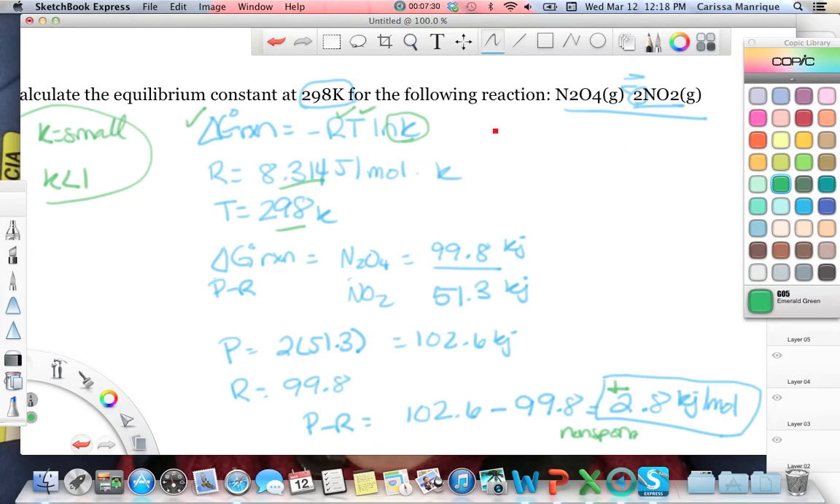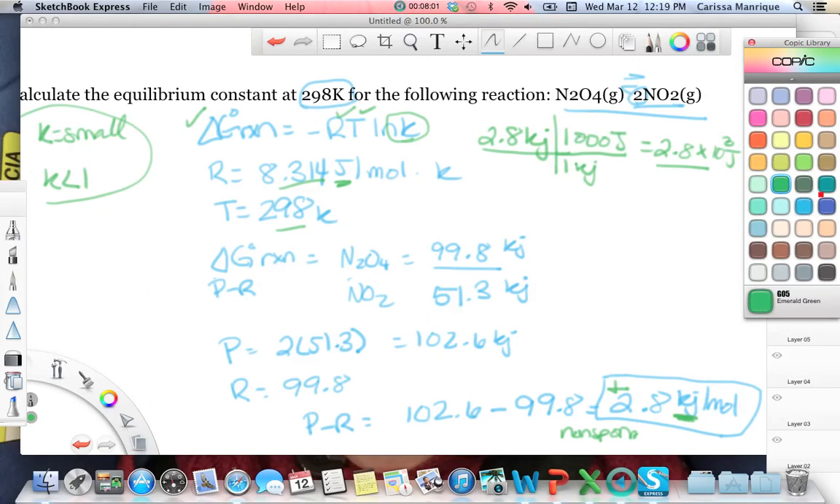So we have delta G is 2.8. Oh, and this is in kilojoules. Remember this, kilojoules, and this is in joules. So I have a kilojoule right here for my delta G. Let's convert that to joules. So 1 kilojoule equals 1,000 joules. So 2.8 times 10 to the third joules.